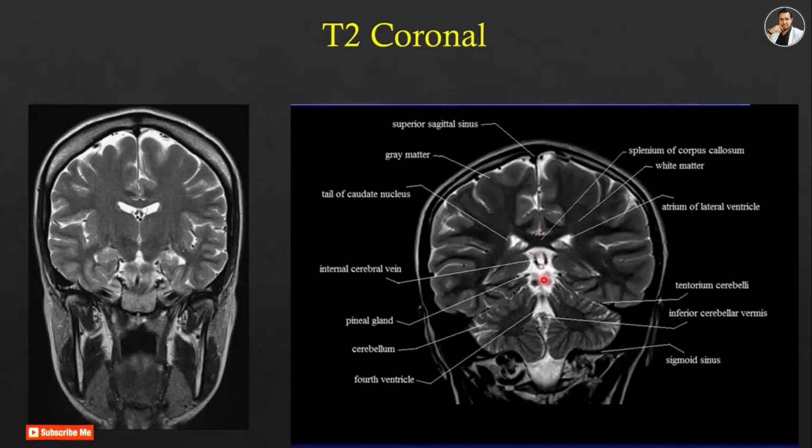Here is a vein, the internal cerebral vein. This is the pineal gland. This is the cerebellum. This is the fourth ventricle, between the cerebellum and the brainstem. This is the sigmoid sinus. This is the venous supply.